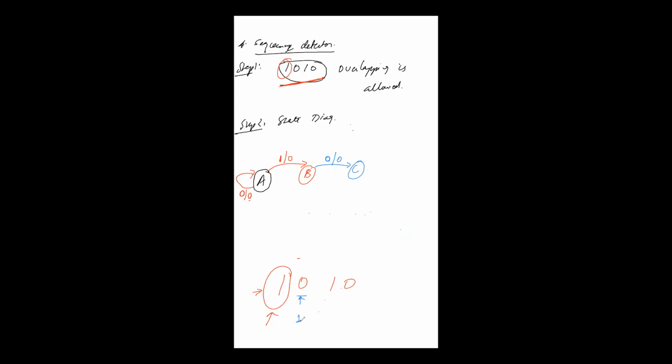Suppose you first got 1 and moved to B, then again you are getting 1, right? You can utilize this 1 and you will remain on state B. If you are getting input 1, the output will be 0, and you will remain at state B. Why? Because the next bit that you want to get is 0, but right now what you have got is 1.